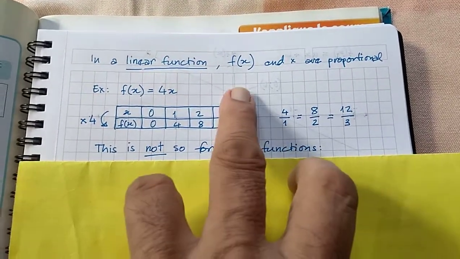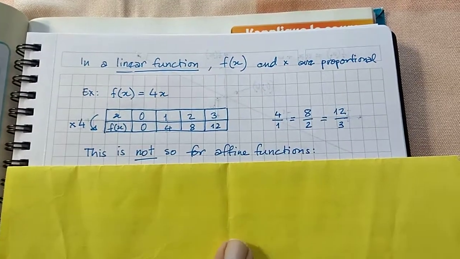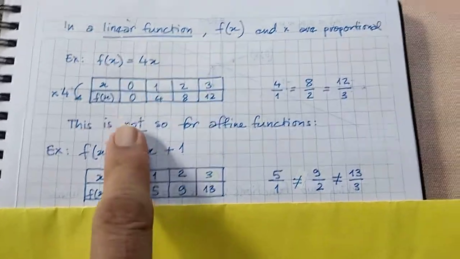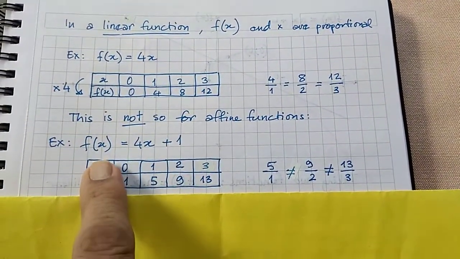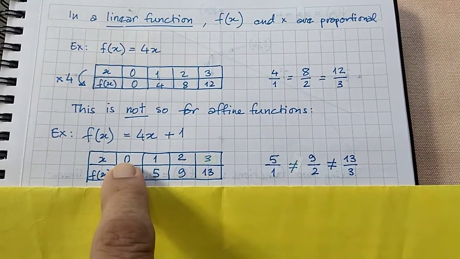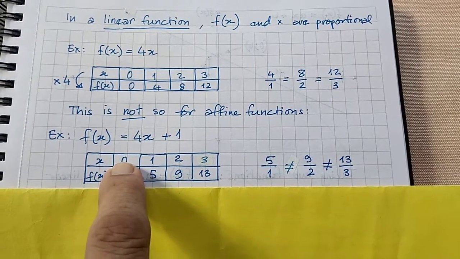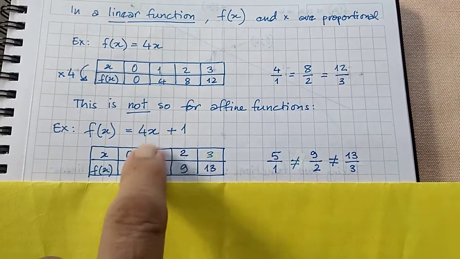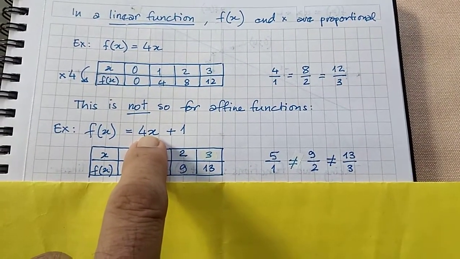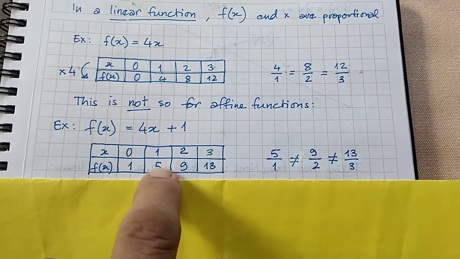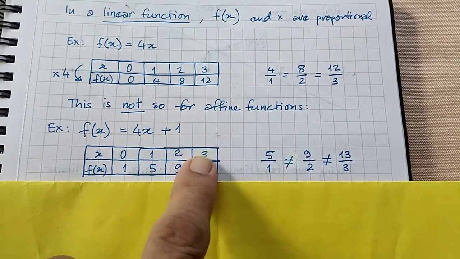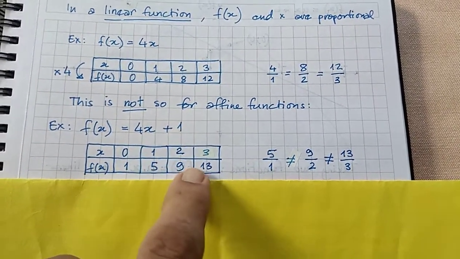Okay, so this is not the case for affine functions. In affine functions, f of x and x are not proportional. We'll take a simple example. We take the same thing, but in this case f of x is equal to 4x plus 1. So what do we get for f of 0? F of 0 is 4 into 0 plus 1, so it is 1, 4 into 0 being 0. F of 1 is 4 into 1 plus 1, that is 4 plus 1, 5. Similarly, 2 into 4 plus 1, 9, and 3 into 4 plus 1, 13.